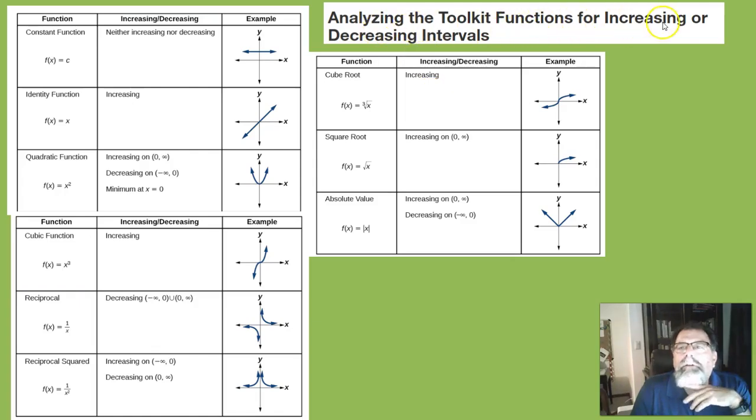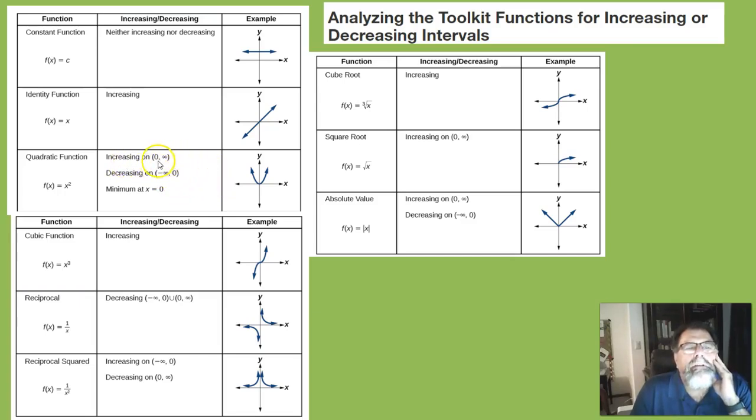Analyzing the toolkit functions for increasing or decreasing intervals. These are our basic functions that we should get real familiar with. You should know all these. I'm not going to go through all of them again, but basically a constant function, it's not increasing or decreasing, so it's constant everywhere, right? Identity function, as you move left to right, strictly increasing. I said I wasn't going to go over it, but I'll do a real quick one like this.